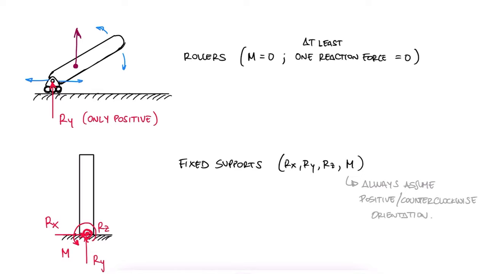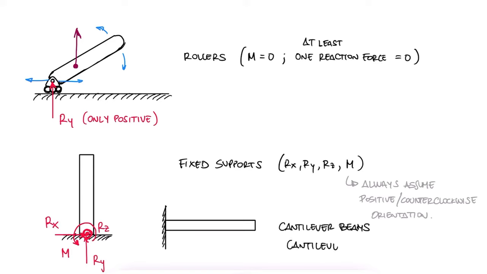So if there's a force that is trying to make the member rotate, a reaction moment will exist that counteracts that rotation. So the sum of forces is zero. Worth pointing out here is that beams or members that are protruding or otherwise fixed at a wall like this are usually referred to as cantilever beams or in general just cantilevers.